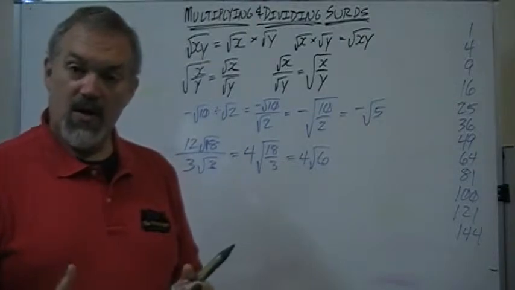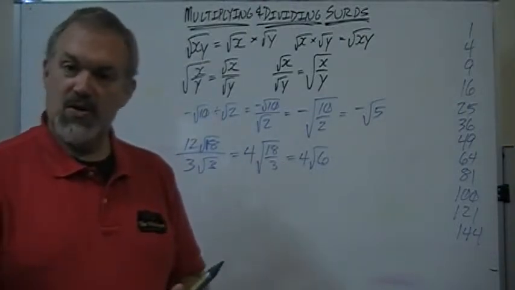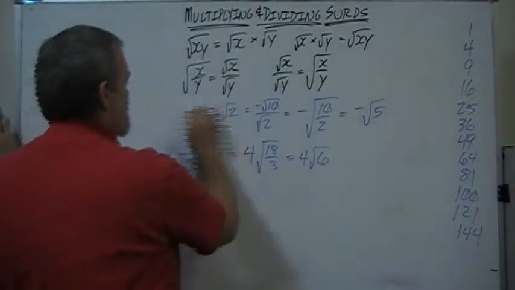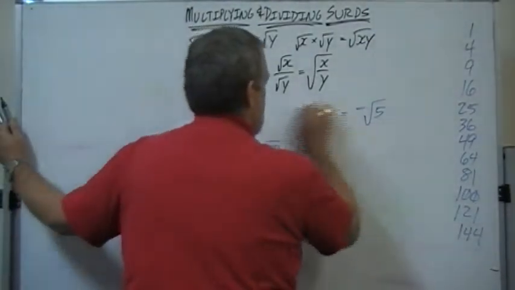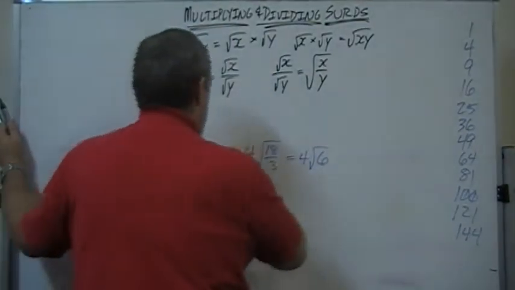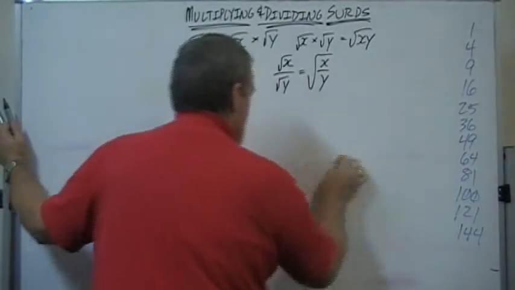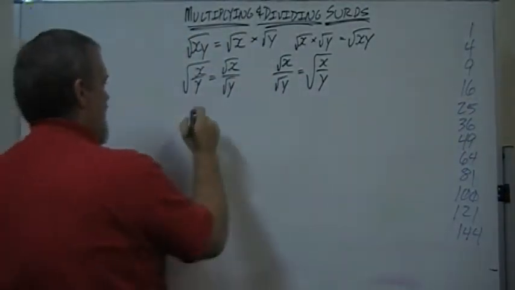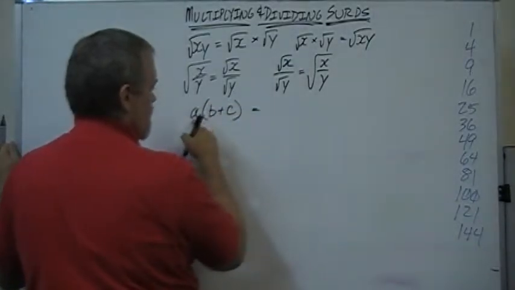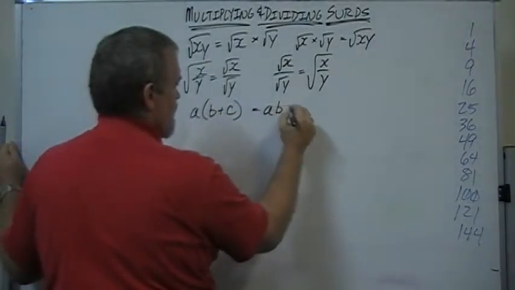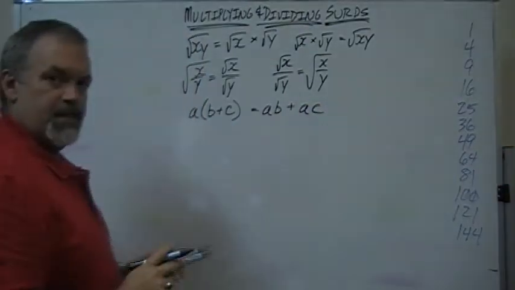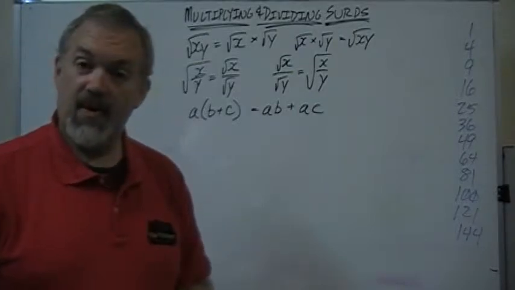Now, we can also do these sorts of problems with the distributive law, which you've learned previously. When we're trying to expand brackets, what does the distributive law tell us? The distributive law says A times B plus C is equal to, we multiply these together, AB, plus, and we multiply these together, AC. Okay? We can do the same thing with surds.